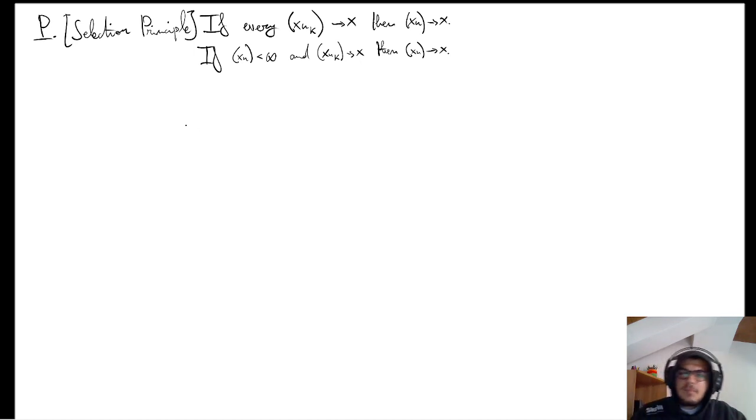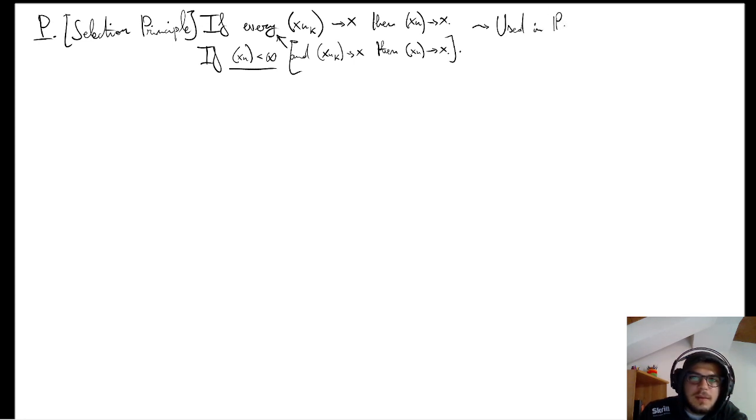Now, I don't know why we should add even this if we just have this, which is the same as this thing above. But maybe I just wrote it badly. And this thing will be used in the relationship between convergence in probability and almost sure convergence.